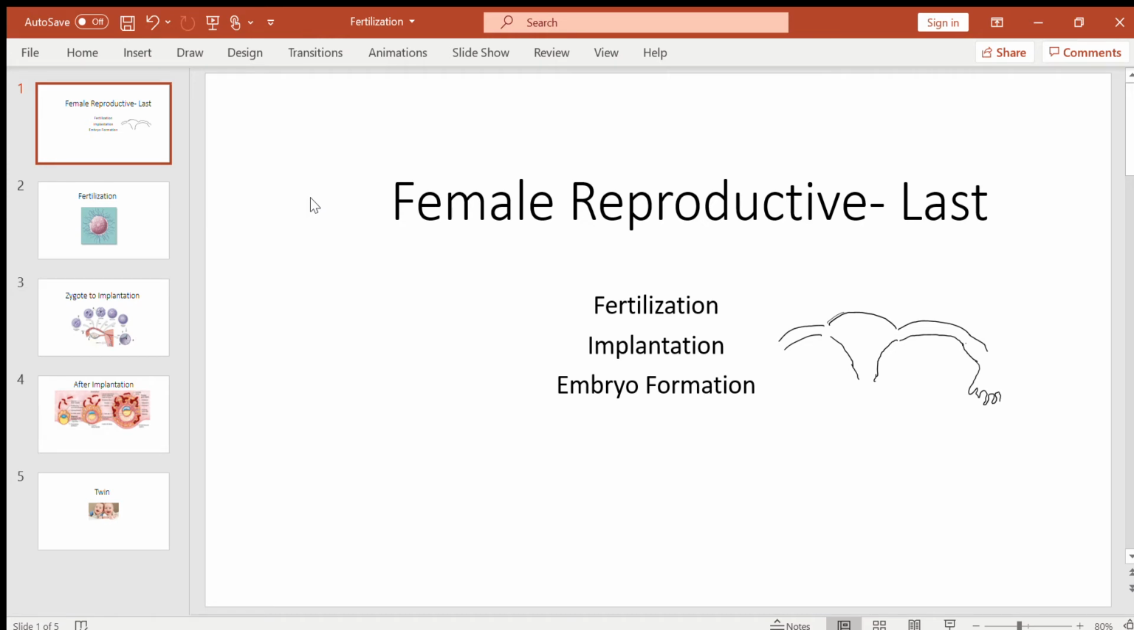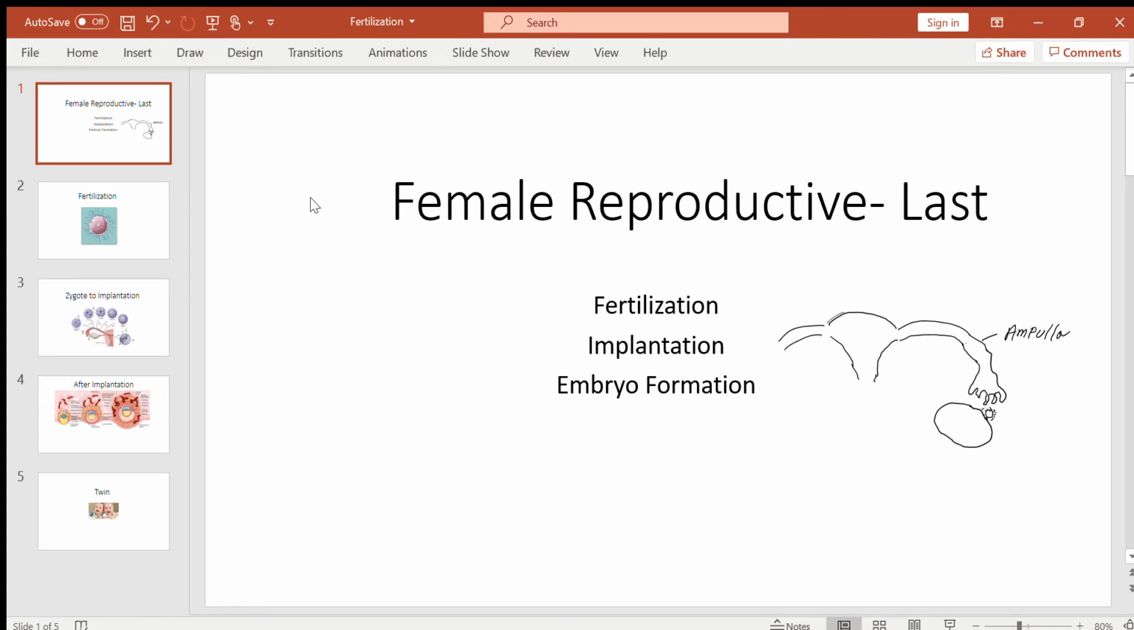So let's see, this part is the ampulla of the fallopian or uterine tube. Okay, and you must remember from my last lecture, this is the ovary, and the ovulation is the release of the egg, right? And some follicular cells also come out with the egg.